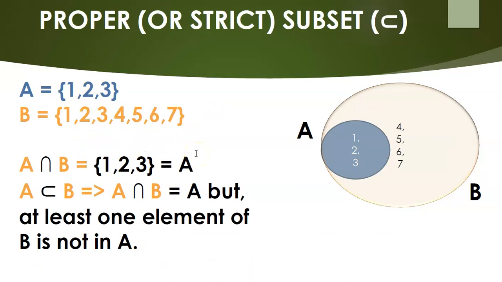Another variation of a subset is what is called a proper subset or a strict subset. It is denoted by this notation here, a horizontal U, if you would, with no bar. So what is a proper subset? A proper subset is when every element of A is in B, but there are some elements of B, like these 4, 5, 6, 7, which are not in A. So there should be at least one element in B which is not in A, and that's when it becomes a proper subset of B.